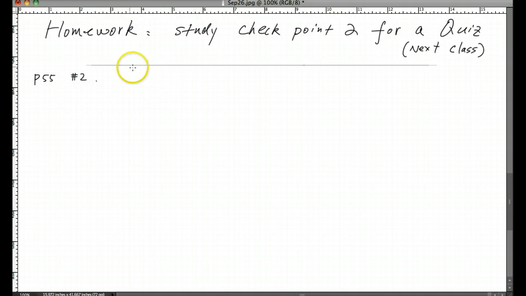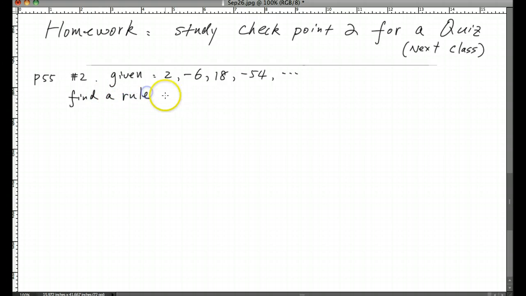It's given a geometric sequence: 2, -6, 18, -54, and it asks you to write a rule to determine the nth term. Find a rule to determine the nth term.